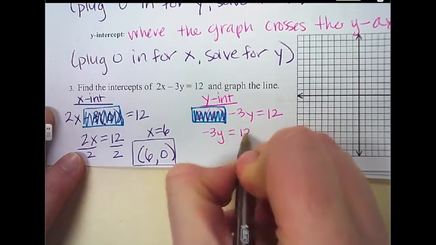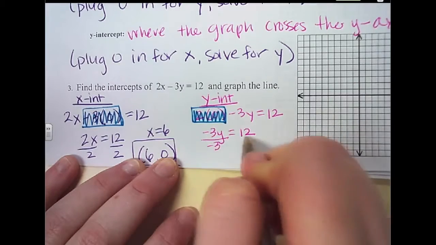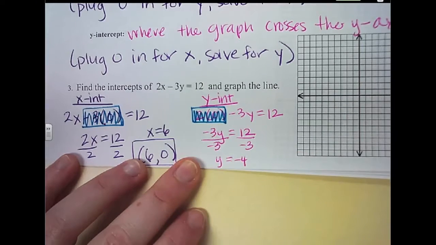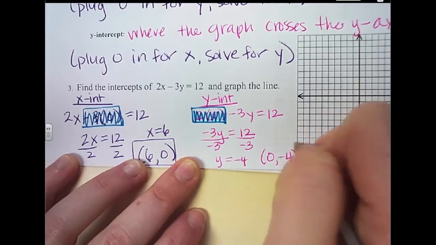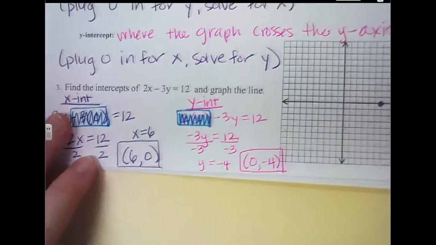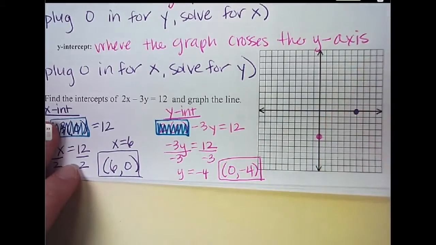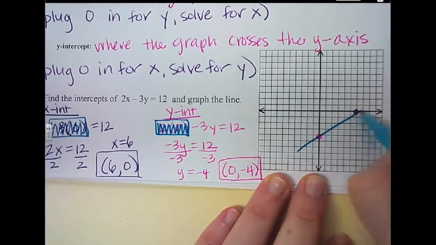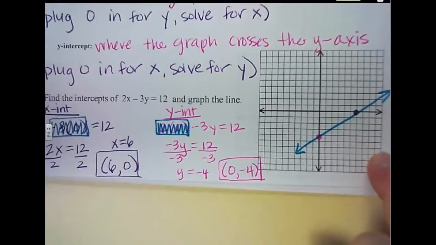Negative 3y equals 12. Divide by negative 3. So y equals negative 4. And we write that as a coordinate point, 0, comma, negative 4. So I want to see your answers written as coordinate points. So I graph that. 1, 2, 3, 4. And draw the line. So on that one, you only have to have the 2 coordinate points listed.